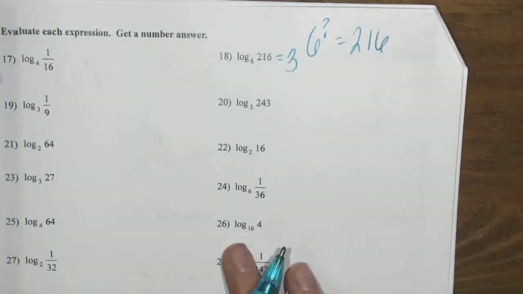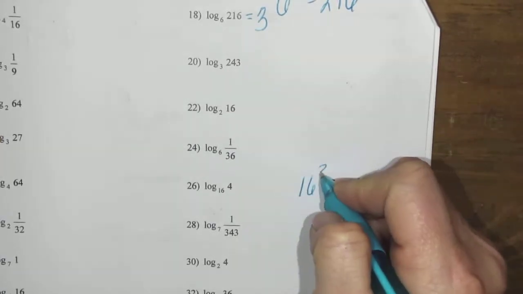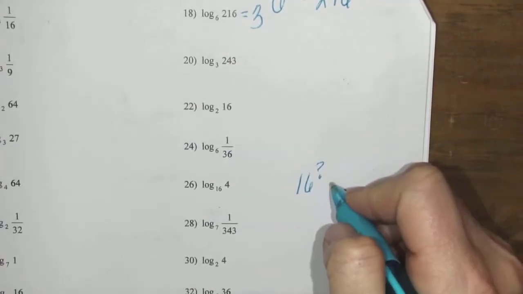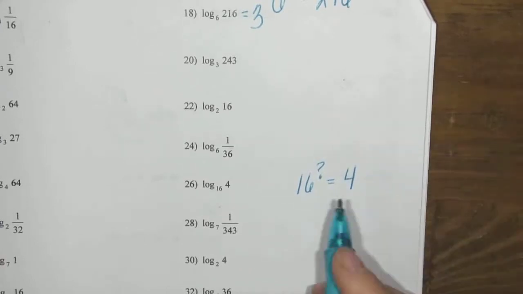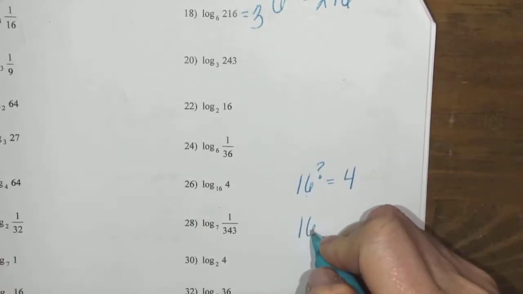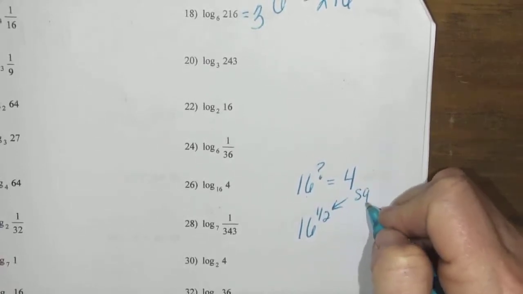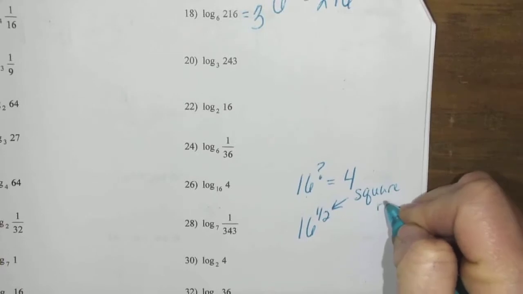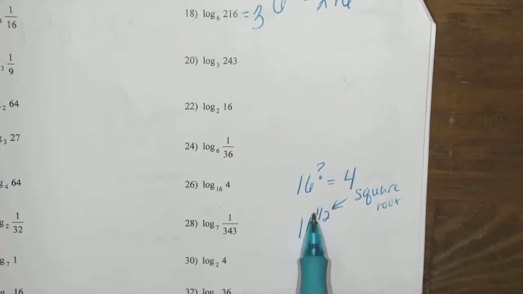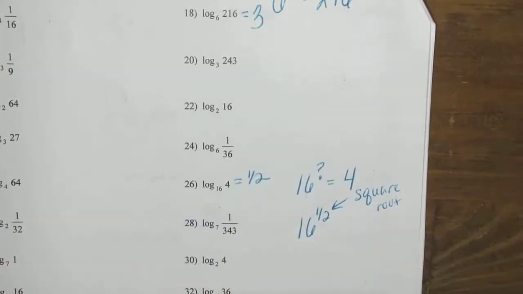One that I want to make sure you're okay on is number 26, because you want to think 16 to what power gives me 4. And I know if you take the square root of 16, you get 4. And the 1/2 power, this is square root. Square root would be first power, second root. That means the same thing. So this guy right here is 1/2.